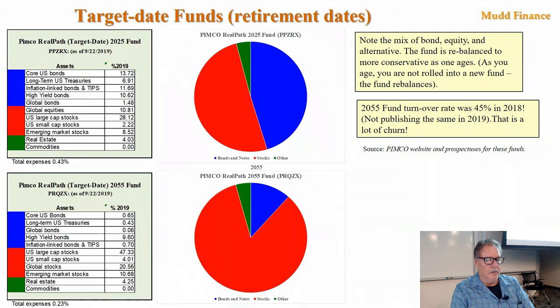The 2055 fund stopped publishing its churn rate in 2018. They don't publish it anymore. It may be in the prospectus. I couldn't find it, but maybe it's somewhere. But their turnover rate was 45%, and that's a lot of churn. And I have seen churn for these kinds of funds in excess of 100%. So there's got to be hidden fees there. And that's why I don't favor them very much. I don't think they're likely to outperform the S&P 500.